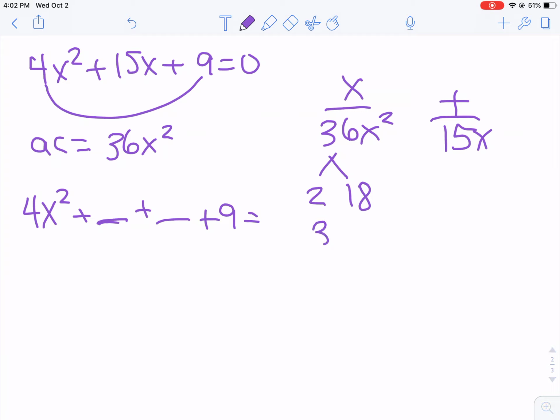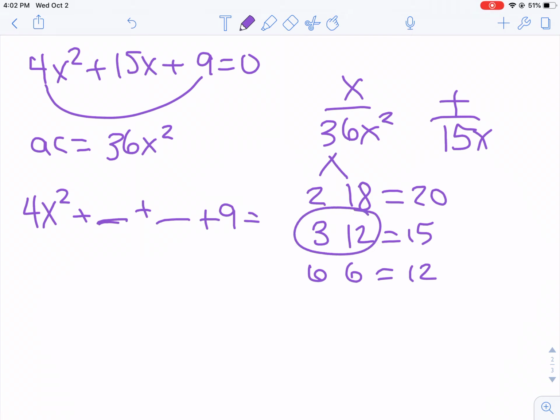We could do 3 and 12, which looks like the one it's going to be. You could do 6 and 6 too. This one would give me 20, this one gives me 15, this one gives me 12. So it's this one. So we're going to put a 3x and a 12x here because that's how we get x squared. They have to both have x's on them.